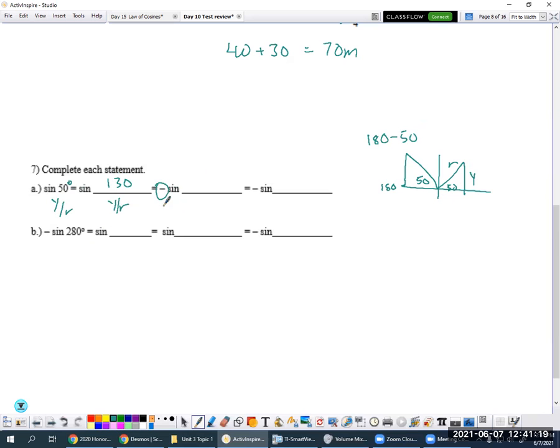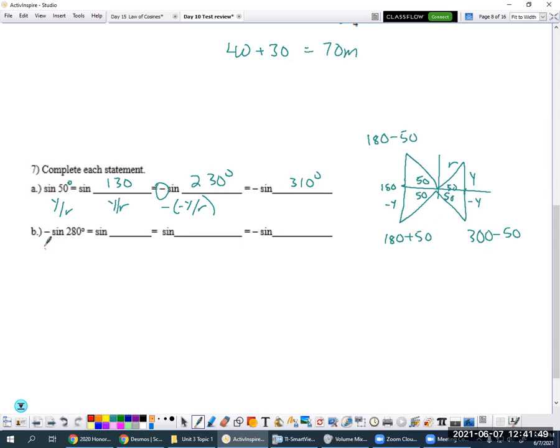And then because this is y over r and this is y over r, and here we've got a negative sign, which means we're going to have to have a negative y over r. We put 50 degrees in the third quadrant because this is negative y. So now 180 plus 50, this becomes 230. And then same thing, another negative y here would be 360 minus 50, which is 310.